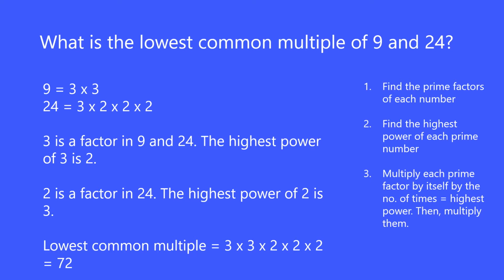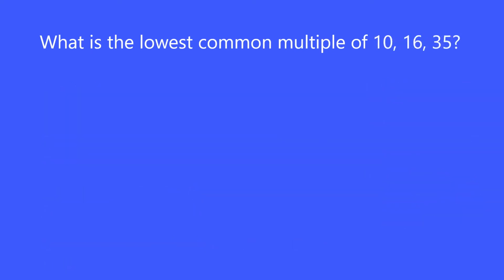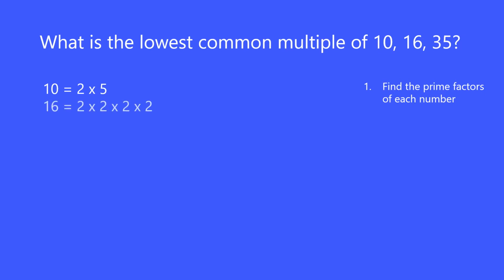Let's try another example. What's the lowest common multiple of 10, 16, and 35? First, find the prime factors of each number. 10 is equal to 2 times 5. 16 is equal to 2 times 2 times 2 times 2. 35 is equal to 5 times 7.